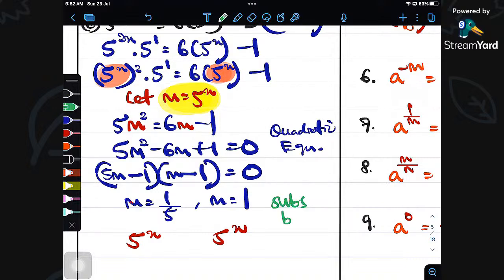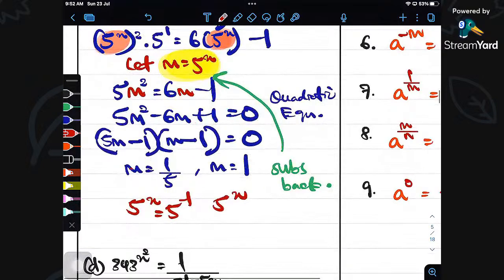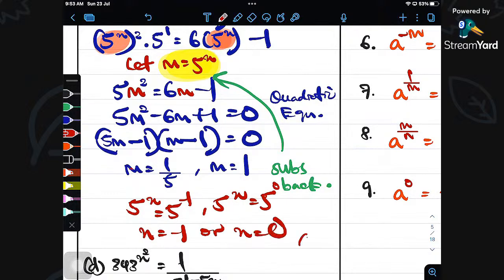Okay, we call this subs back. Subs back from what you have changed just now into 5 to the power of x balik lah. So now kita jadikan dia sebagai index balik. Your final answer will be -1 or x is equals to 0.